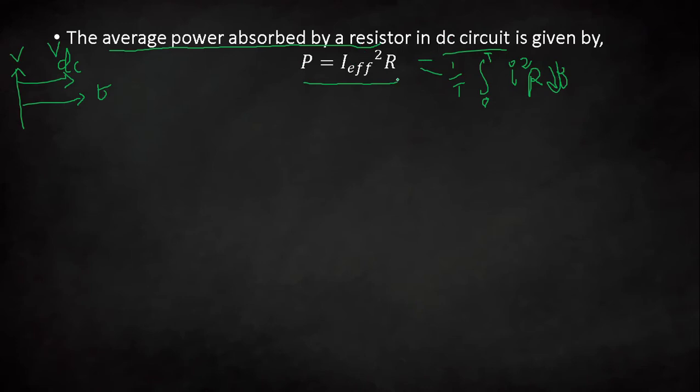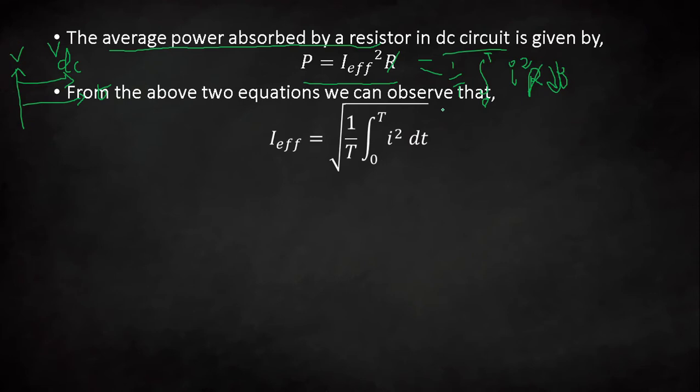Now you can just cancel out both these resistances R. In that case, your final equation will be I effective square is equal to 1 over T integration 0 to T I square dt, that we have written right here. So from the above equation, to find I effective, we take the square root of both sides. So it will be the square root of 1 over T integration 0 to T I square dt. This value is nothing but the effective value of current, or the RMS value of current. It means root of mean of square.